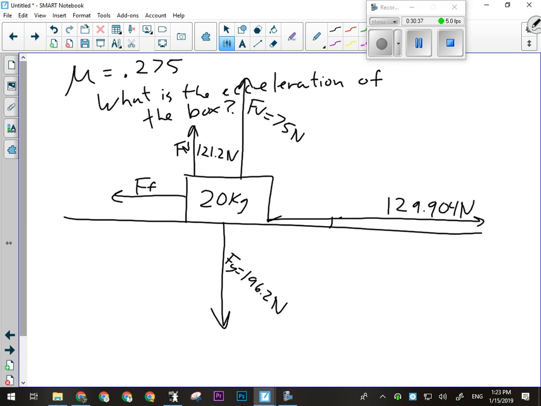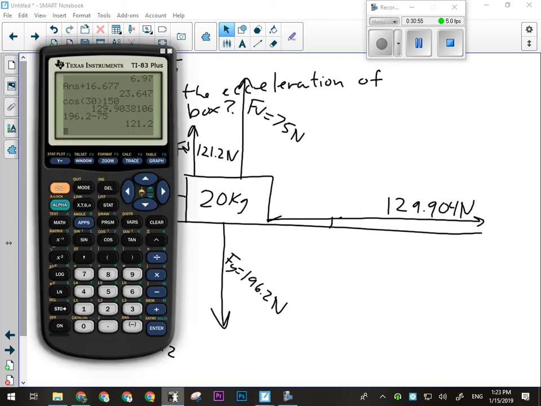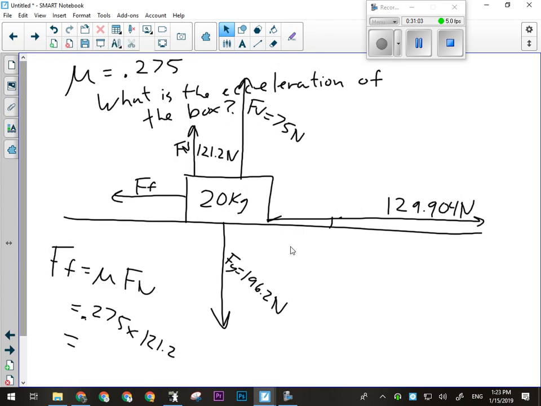All right, can I use the normal force to get the force of friction? Yes, and that's the next thing I have to do. Force of friction equals mu times the normal force, and they gave me mu, so 0.275 times 121.2. All right, so we're looking at a force of friction of 33.33 newtons.